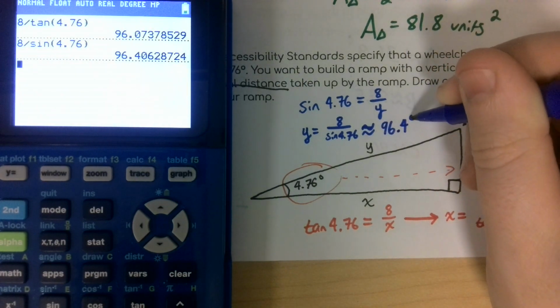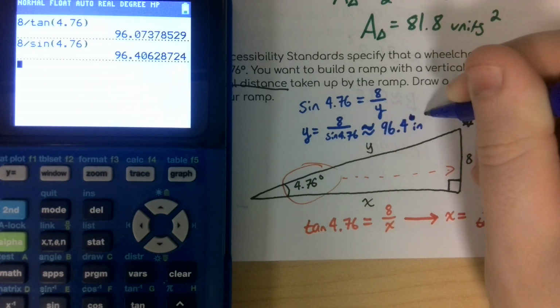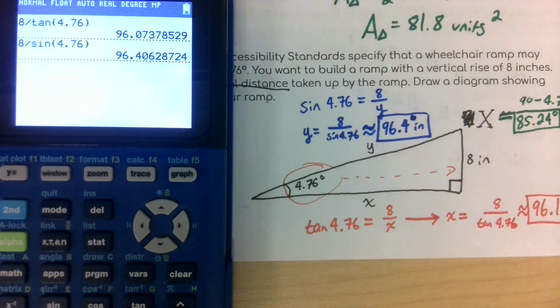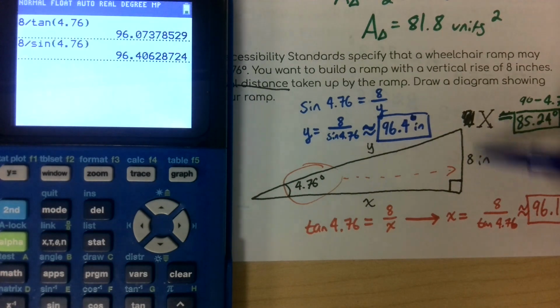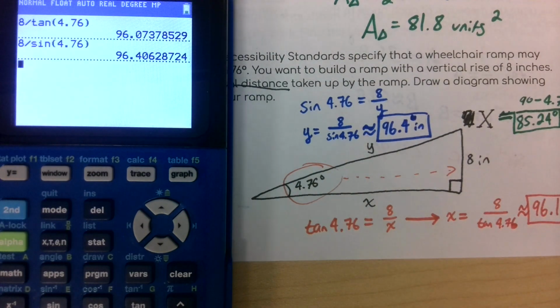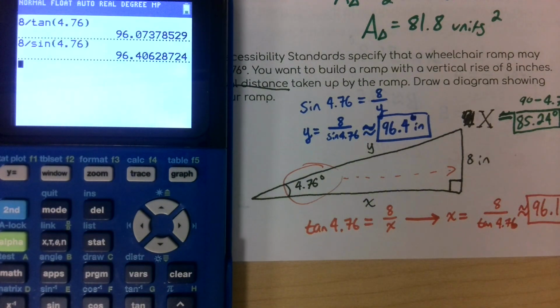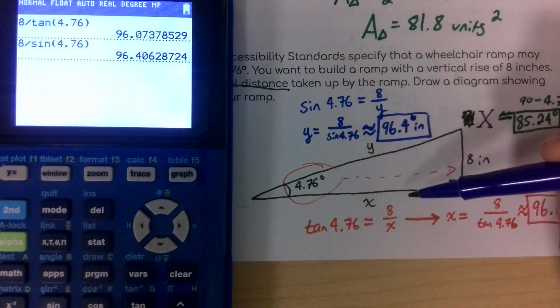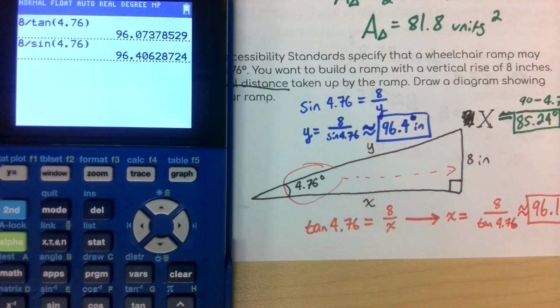But it makes sense. After all, 8 inches compared to 96 is an incredibly shallow ramp. These two lengths would basically be the same thing. So there we have it.